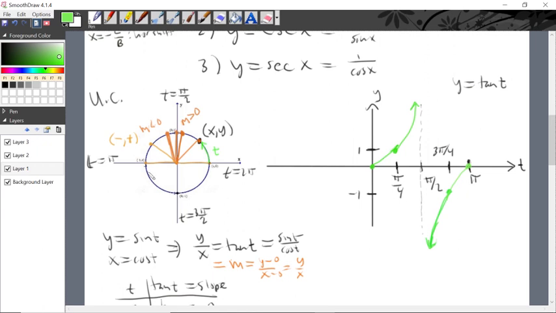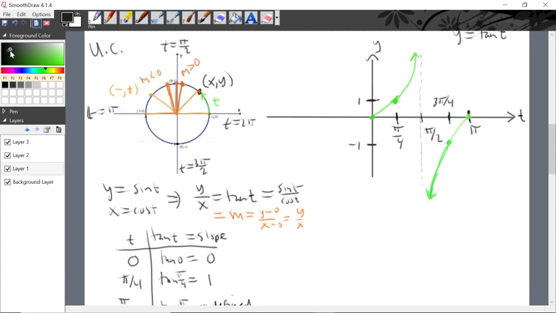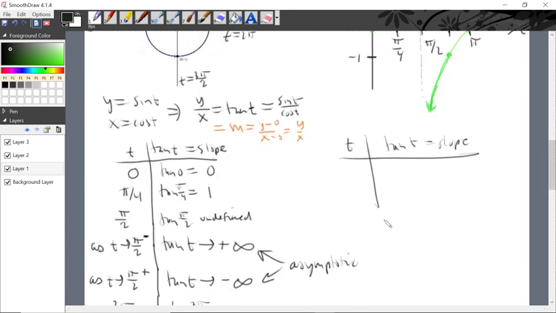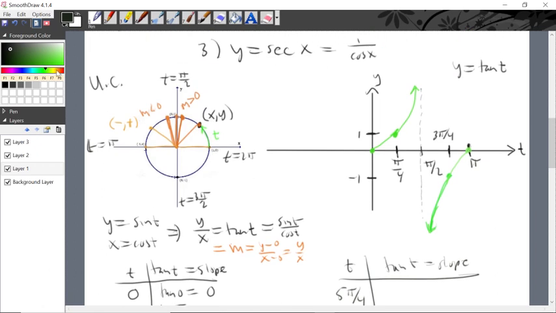All right, now what's going to happen then as we transition into quadrant 3? Let's continue our table of values. T versus the tangent of t, interpreted as the slope of that line. Or as the sine of t divided by the cosine of t would be fine as well. All right, let's move to 5 pi over 4. That puts us halfway through quadrant 3.